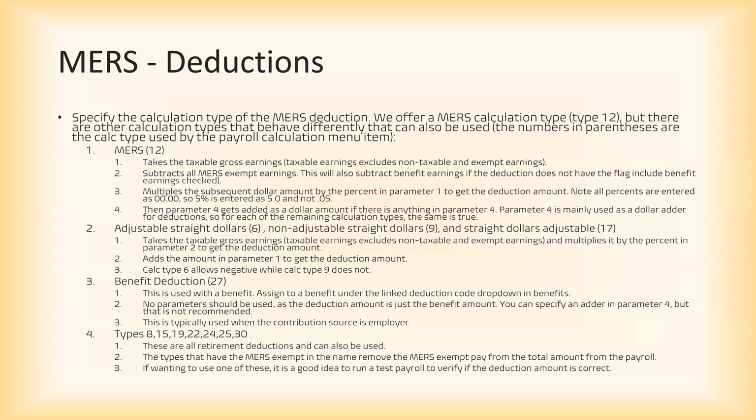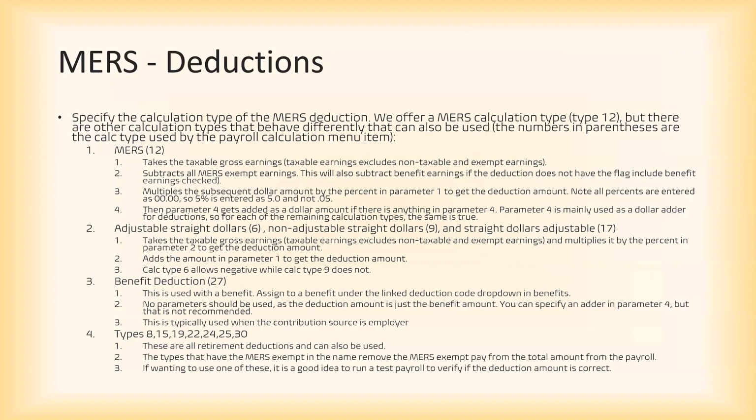So if you're going to use MERS, which is calc type 12, what it does is it takes the taxable gross earnings, which taxable earnings excludes non-taxable and exempt earnings. It subtracts all the MERS exempt earnings. So if your payroll type has MERS exempt, those are not included in this calculation. And it will also subtract benefit earnings if the deduction does not have the flag include benefits checked. It multiplies the subsequent dollar amount in parameter one of that deduction to get the deduction amount.